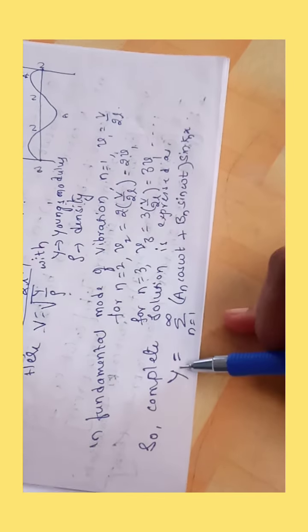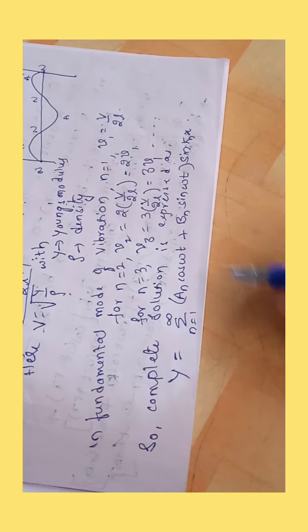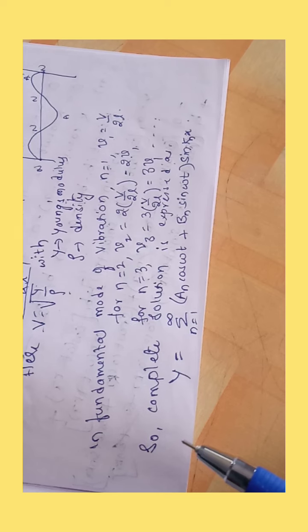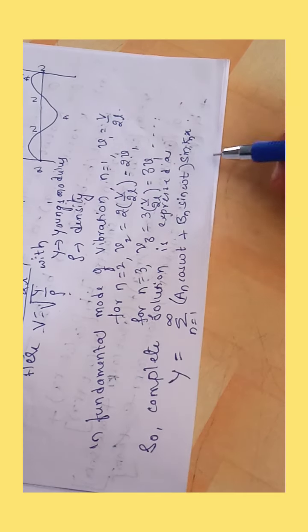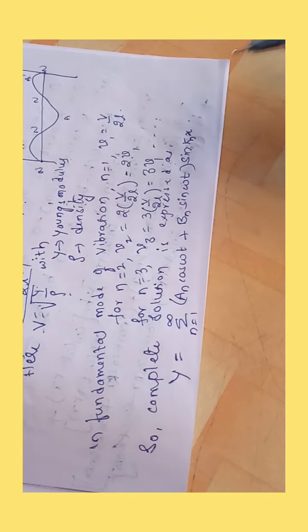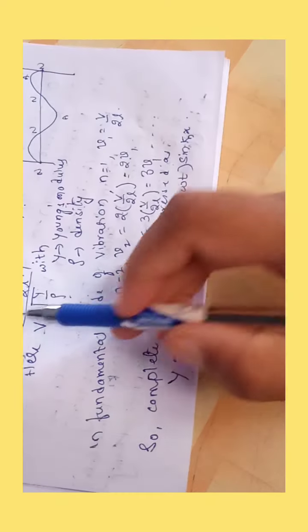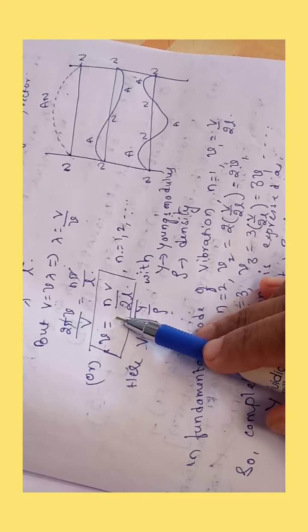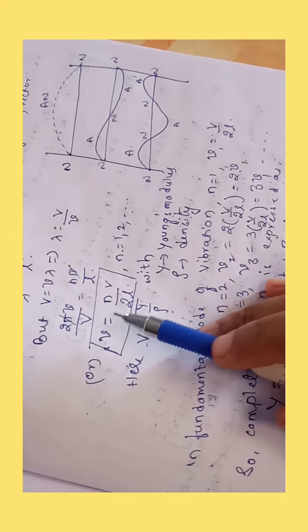So the complete solution can be expressed as y equal to summation n equal to 1 to infinity of (an cos omega t plus bn sin omega t) sin knx. So this is about the fixed bar, and this is the required equation for the fundamental frequencies, for the frequency nu equal to nv by 2L.